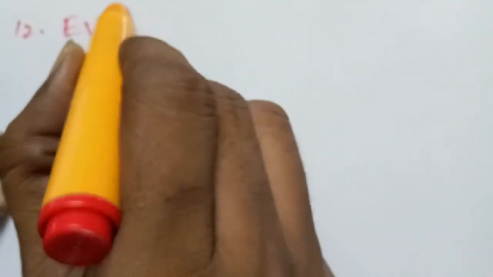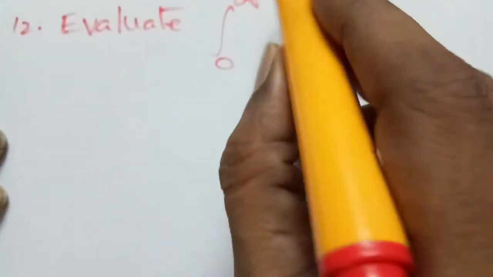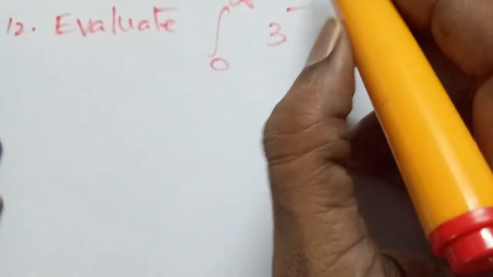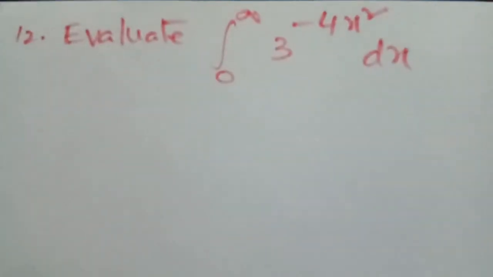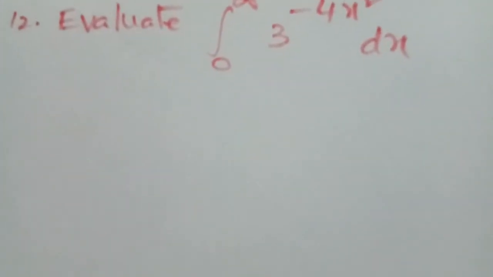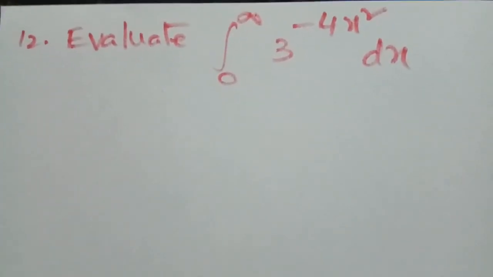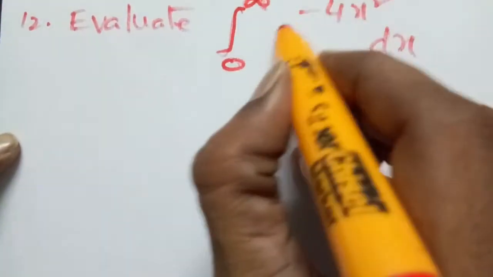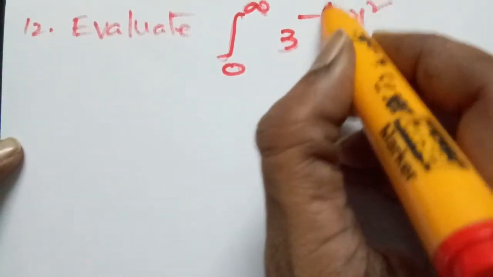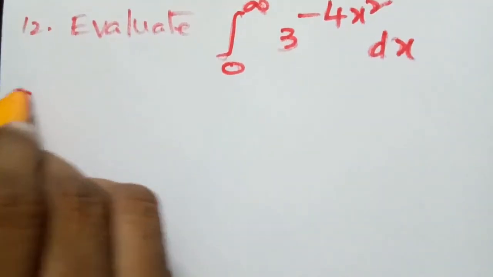Number 12, evaluate the integral from 0 to infinity of 3 to the power of minus 4x square dx. Integral 0 to infinity 3 to the power of minus 4x square dx.